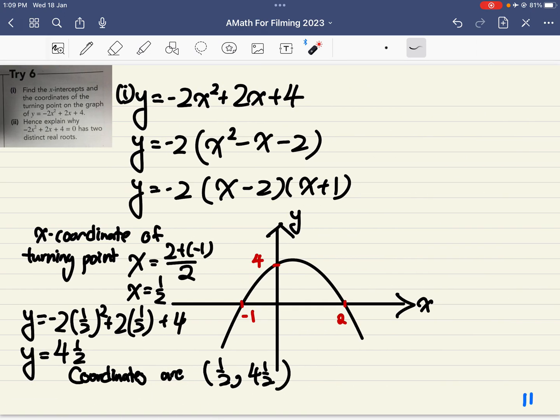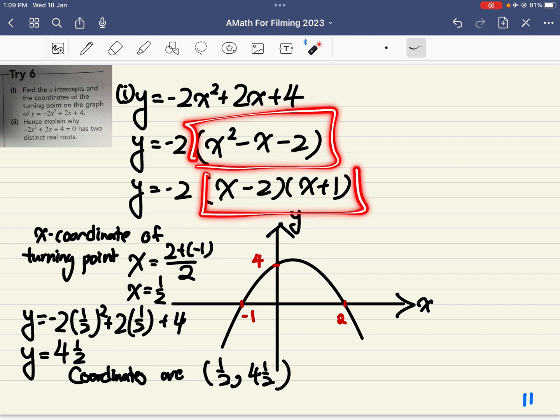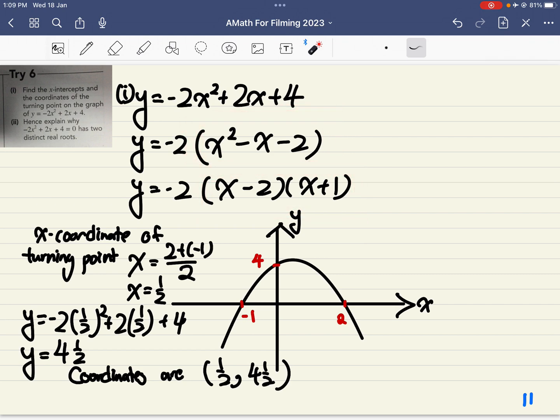First, to find my x-intercepts, I will attempt to find the factorized form, not the completed square form. If I factorize negative 2, to make my life easier, I factorize this into x minus 2, x plus 1. This is the factorized form. Then, similarly, I find the x coordinate of the turning point. This is also the line of symmetry for this graph. The line of symmetry is x equals half over here.